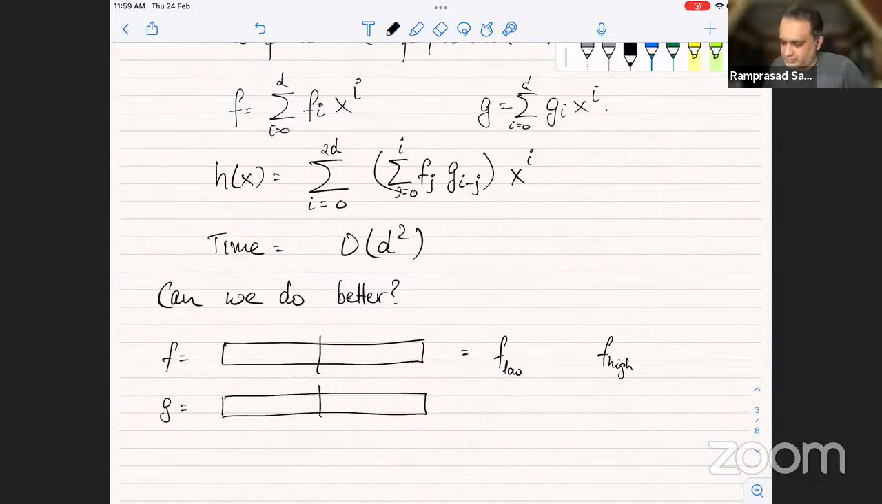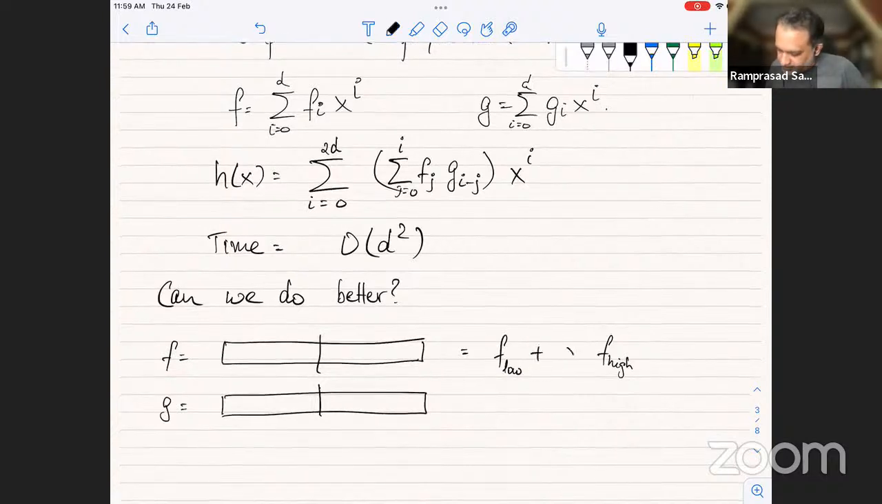So how does the old polynomial relate to F low and F high? It's of the form F low plus x^(d/2) times F high, because you need to shift it. F high is like the constant term, but it's not quite the constant term. It's the coefficient of x^(d/2). Similarly, I have a polynomial of the form G low plus x^(d/2) times G high.